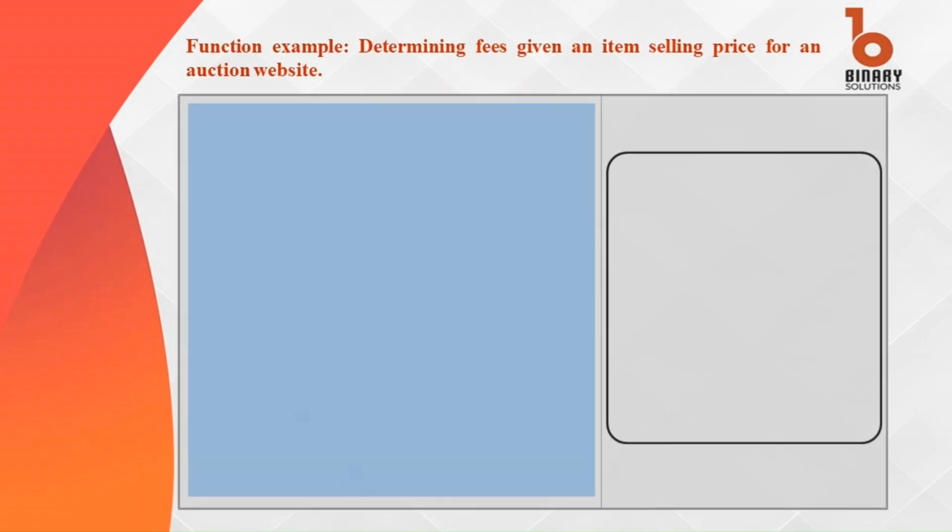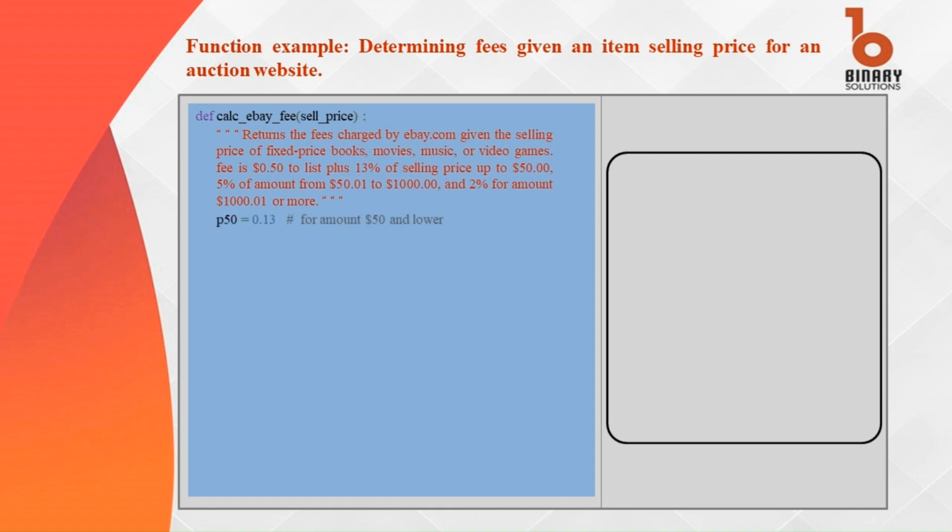This program calculates the fees charged by eBay for selling items using a well-structured Python function that incorporates conditional branches, if-else. The function calc_ebay begins by defining key variables: a flat listing fee of 0.50 and percentage rates applicable to different price ranges.